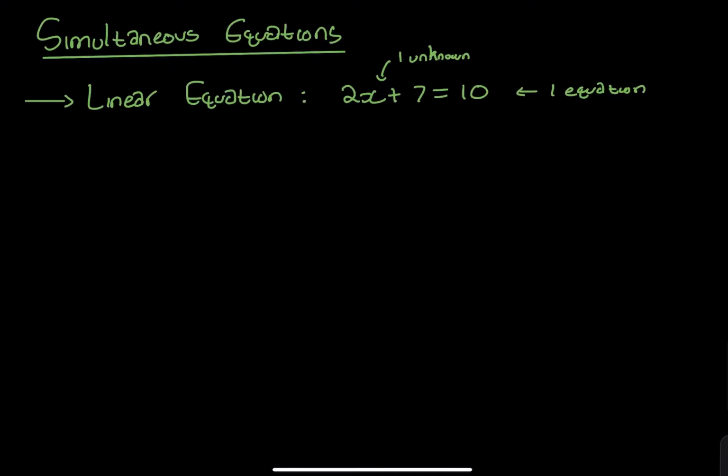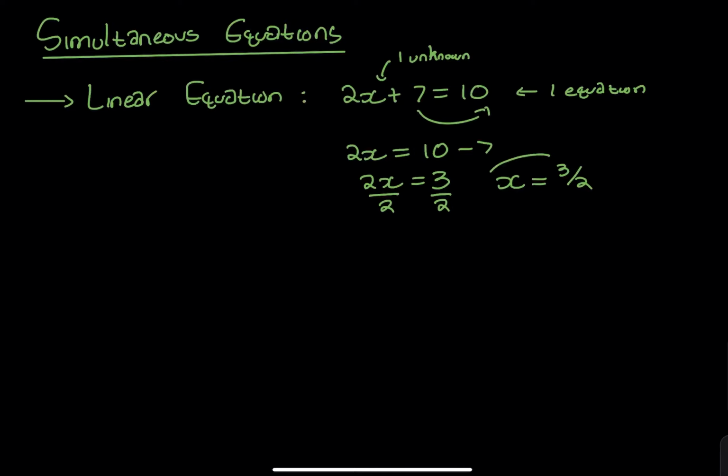So therefore, you can solve this equation very simply. You can take the 7 onto this side, it becomes 2x is equal to 10 minus 7, which is 2x is equal to 3. Divide both sides by 2 and you get x is equal to 3 over 2. In this case, solving a linear equation, you have one proper answer.